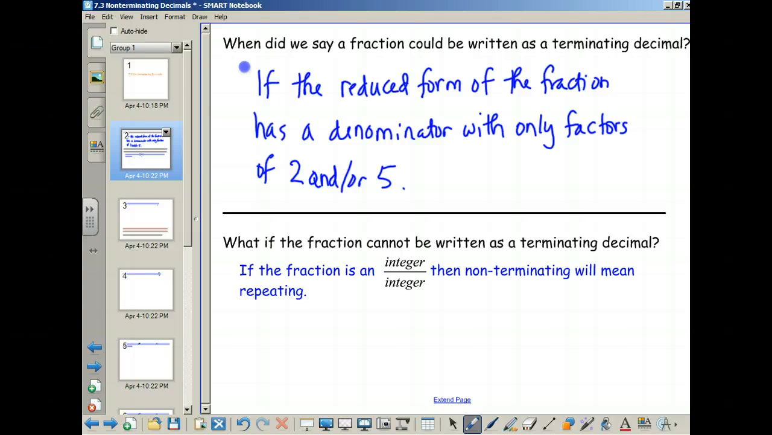All right, so the issue then is, what if a fraction can't be written that way? If you have a fraction that can be written as an integer over an integer, then non-terminating means repeating. And that's what we're talking about in this section. So we're not talking about irrational numbers. We're not talking about square root of 3. We're not talking about pi. We're talking about things like 1/3. So we're talking about non-terminating decimals that are repeating.